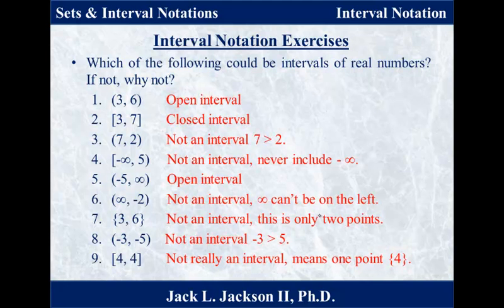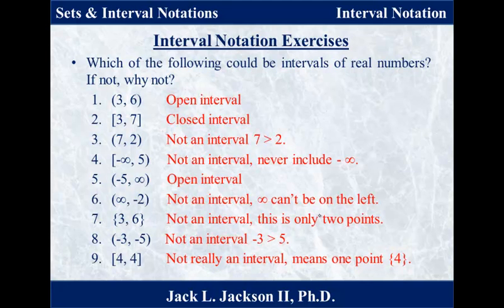(7, 2) is not an interval because if it was an interval, it would say 7 is less than 2. Well, that's not true. 7 is greater than 2, so that one's not allowed as an interval. If you saw that, either you messed up and wrote something wrong, maybe you meant to write (2, 7), or perhaps you were talking about an ordered pair, and it would be allowable for that.